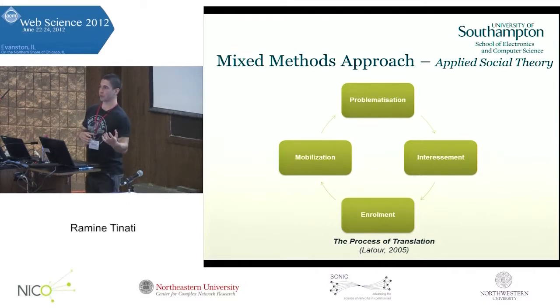The process of translation starts with an actor, or a set of actors, who have this idea. For instance, in the open government case, they have the idea of releasing data, that people should be releasing data. And their question is: how do we interest people? How do we gain these different actors within it?